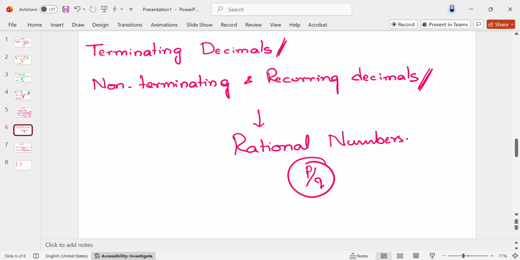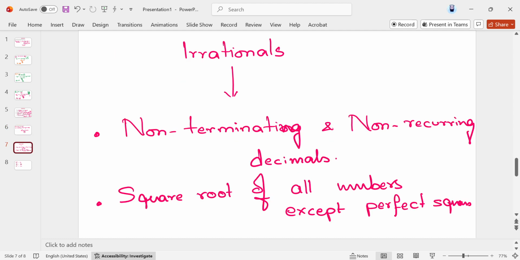So what is the concept? If the decimal is terminating, or non-terminating and recurring, then it is rational. And if it is a non-terminating and non-recurring decimal, it is irrational. And if it is the square root of any number except perfect squares, then also it is an irrational number.